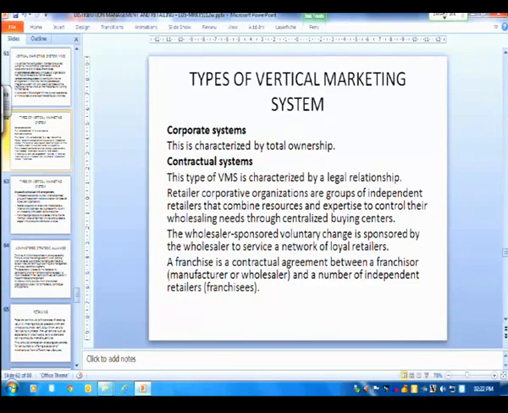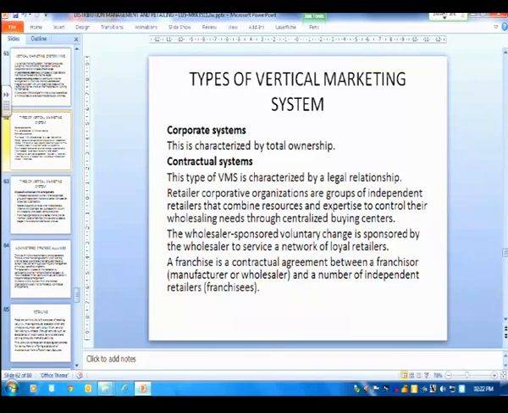Types of vertical marketing systems. The first one is what is known as corporate systems. This is characterized by total ownership. The second one is contractual systems. This type of VMS, or vertical marketing system, is characterized by a legal relationship.